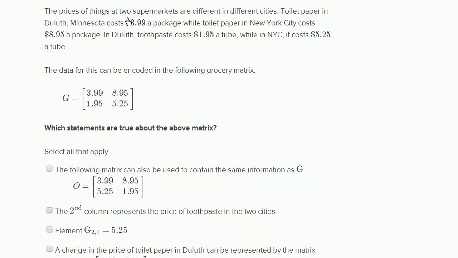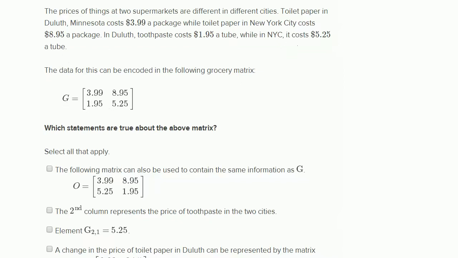The price of things at two supermarkets are different in different cities. Toilet paper in Duluth, Minnesota costs $3.99 a package, while toilet paper in New York City costs $8.95 a package. In Duluth, toothpaste costs $1.95 a tube, while in New York City, it costs $5.25 a tube. The data for this can be encoded in the following grocery matrix.